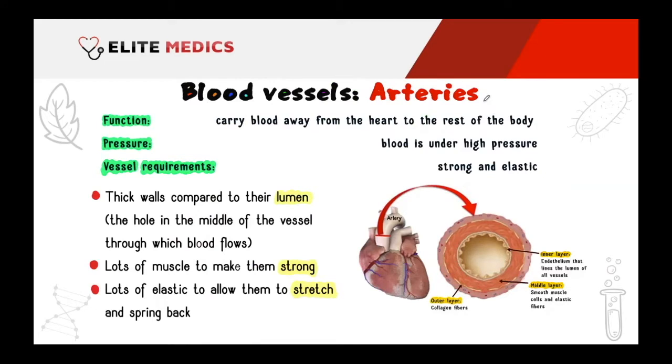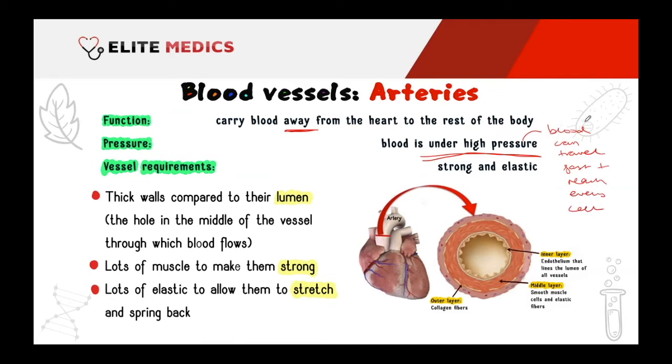So arteries. Remember I told you arteries take blood away from the heart, okay? That's their main function. And because they're taking blood away from the heart and they've got to deliver it to the rest of the body, they have to deliver that under high pressure. Okay, you want it under high pressure in order to make sure that blood can travel fast and reach every cell. Okay, so that's why it's under high pressure.